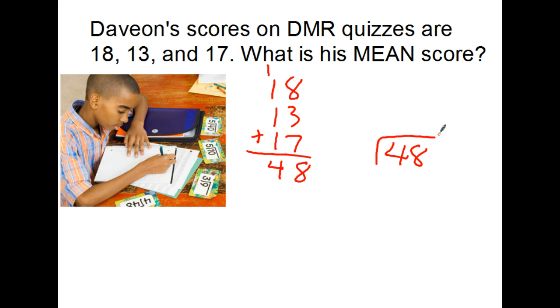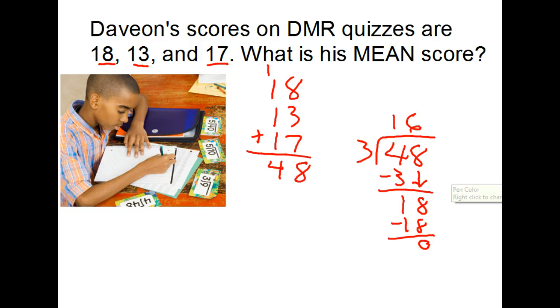Divided by how many scores did he have? 1, 2, 3. There were 3 quizzes he took. So dividing by 3. Number of 3s in 4 is 1. 1 times 3 is 3. Bring down my 8. How many 3s in 18? 6. 6 times 3 is 18. This one does not have any kind of remainder. So his mean score was 16.